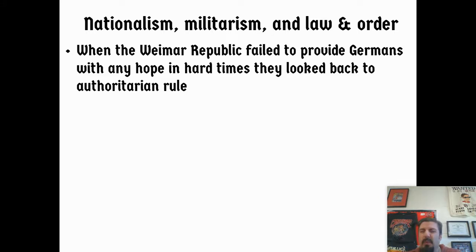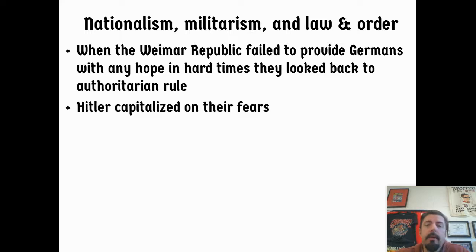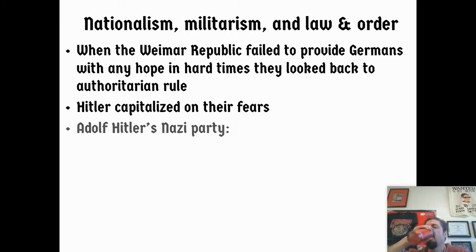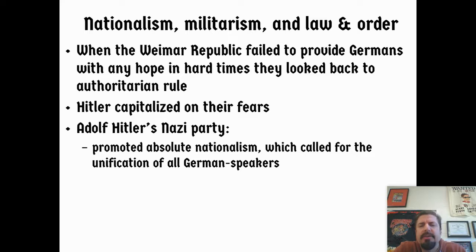But when the Great Depression really hits in the late 1920s, people want that stability once again. Hitler, who was unpopular in the mid 1920s, suddenly became popular again once the Great Depression hits in 1929 into the early 1930s. Hitler's Nazi Party promoted absolute nationalism, ultranationalism, like you learned in Social 20, which called for the unification of all German speakers. That would include the Germans that lived in Austria. That would include the Germans that lived in the western portion of Czechoslovakia called the Sudetenland.